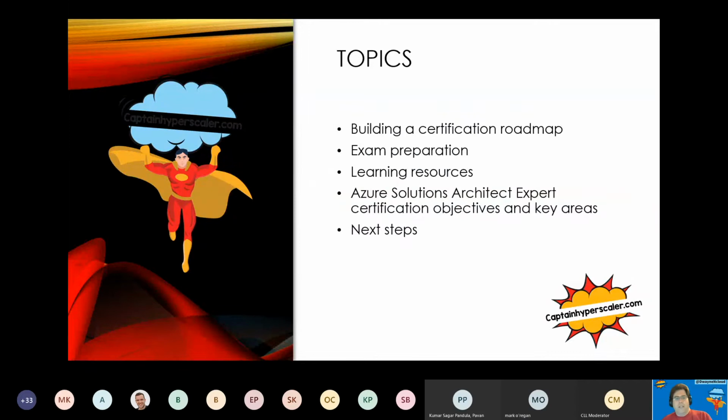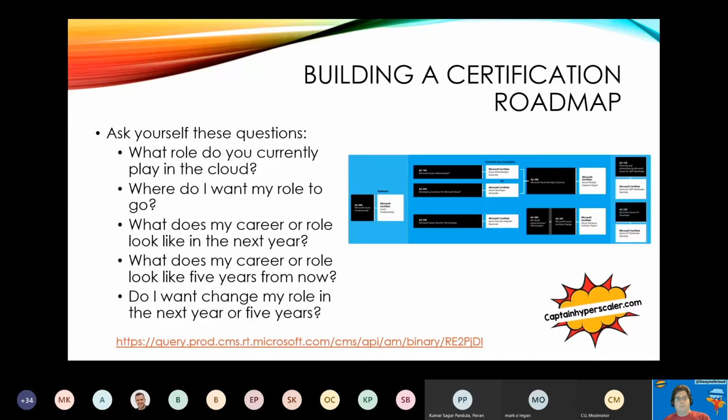What we're going to talk about today is we're going to just give an introduction to building a certification roadmap and exam preparation, provide some initial learning resources that you can use to help you and guide you towards your certification training. And then we'll go through each of the key objective areas for the 2 exams that make up the Solution Architect Expert certification.